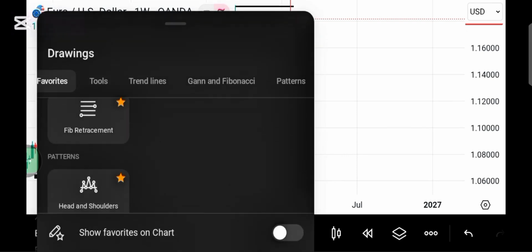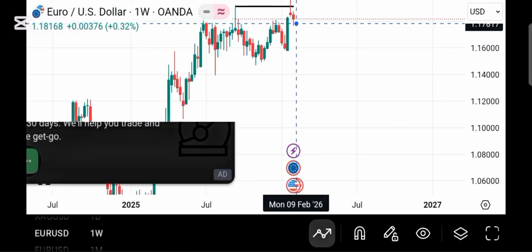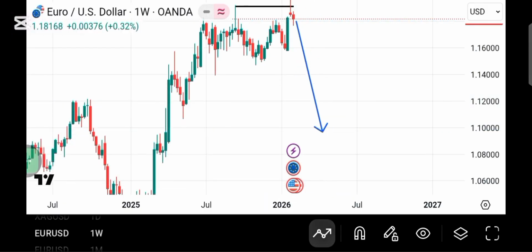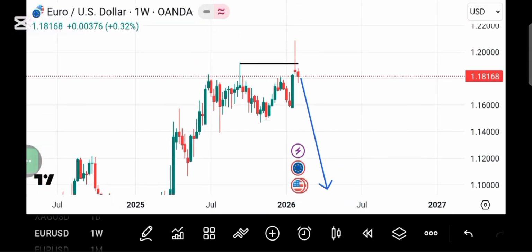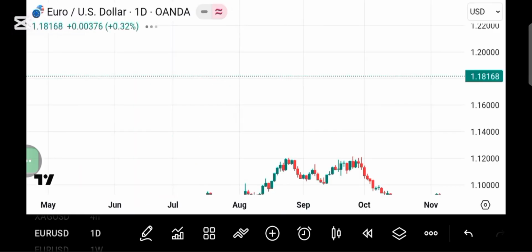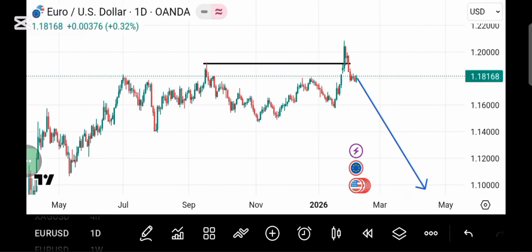Then if you go further to looking at the daily time frame, you will also see what we have there. So from the weekly time frame, I'm anticipating this drop at most to balance up price action. Then if you go further to check out price action on the daily time frame, this is what price looks like there.